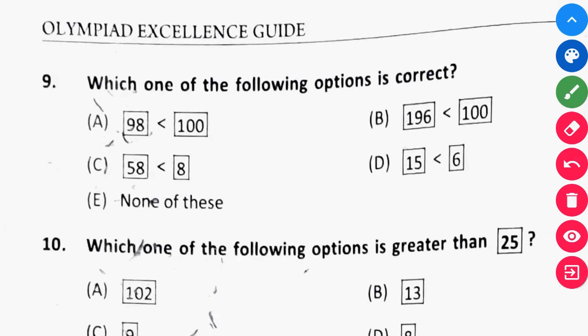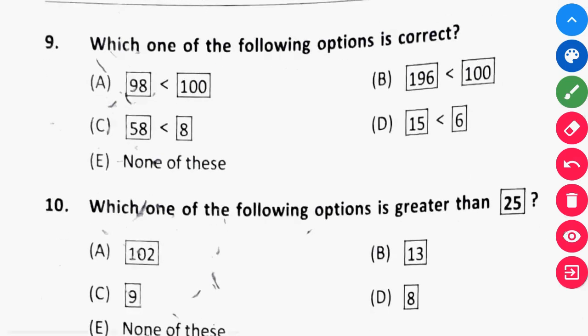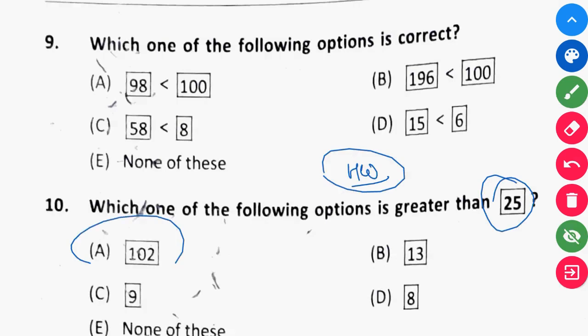Now which one of the following options is correct? You can find which one is correct here. So this one is also for homework. Which one of the following options is greater than 25? The number which is greater than 25 is your answer. So answer A, 102, is the answer.